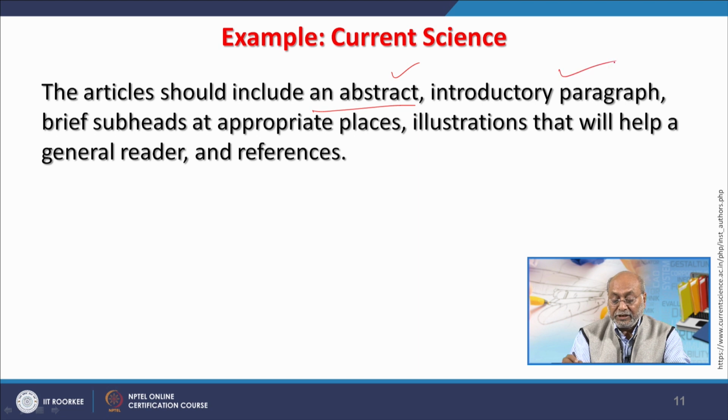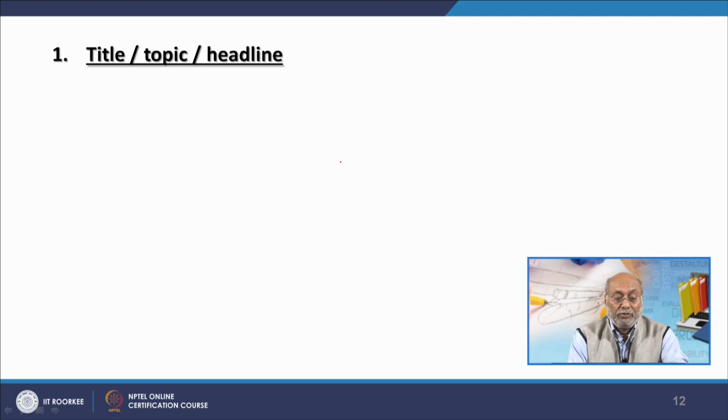Then comes the introduction section or introductory paragraph, and brief subheads at appropriate places, covering the data you have used, the algorithms or lab data or experiments one has done, and so on. Then illustrations showing your results through charts, graphs, maps, etc., so that a reader, whoever the audience is, can understand. And finally you should also give the references. So, the first one in that list that we will be discussing is the topic, or title.